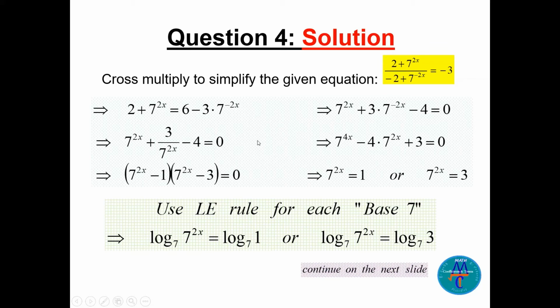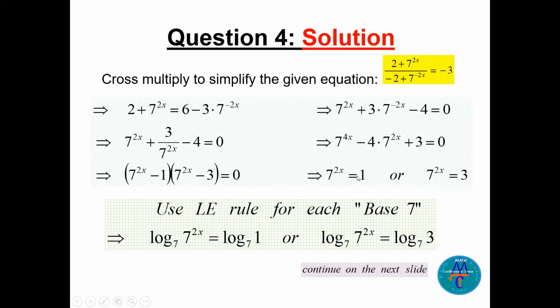Then I multiply the whole equation by 7 to the power 2x. So this becomes, we add the powers here, 7 to the power 4x minus 4 times 7 to the power 2x, I put this one in the middle here, plus 3. This would be cancelled, so I put plus 3 is equal to 0. I can factor directly here: 7 to the power 2x minus 1, 7 to the power 2x minus 3. Or, to make it easy, you can say let 7 to the power 2x equal any letter you like, and then this will be, let's say, t squared minus 4t plus 3 is equal to 0. Then you can factor it easily.